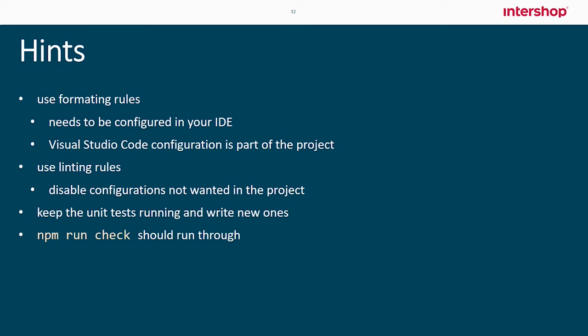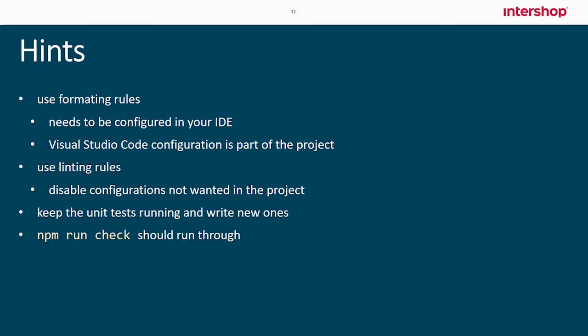We have a lot of formatting rules in our project in place. They need to be configured in the IDEs that you use. For Visual Studio Code, those configurations are part of the project and should work out of the box. Yeah? If you start the project and have a clean Visual Studio Code, you get the question, do you want to install the recommended extensions? You just say yes, and then everything works with Prettier formatting and other things.